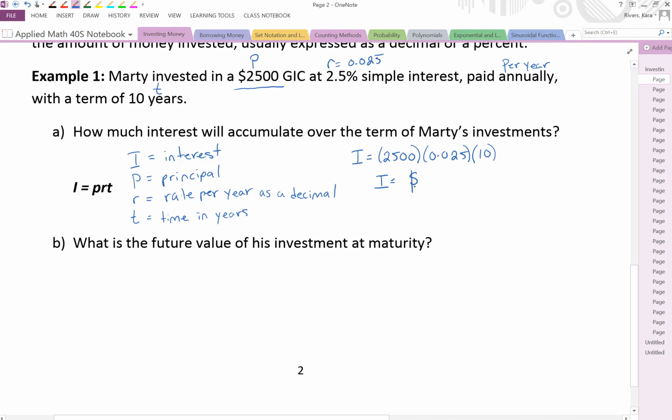Make sure you have a $ sign at the front. 625, and then you've got 2 decimal places given. All right? Now, the question for A, how much interest will accumulate? That's just how much he's earned. But for B, what is the future value? Future value is referring to the principal plus the interest.